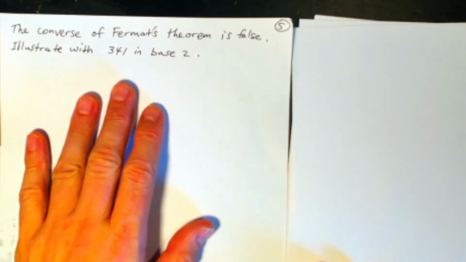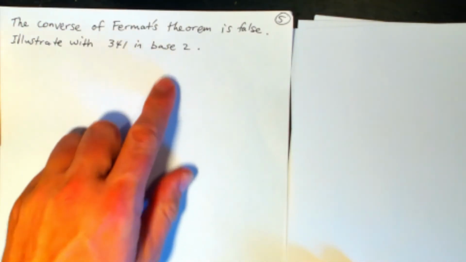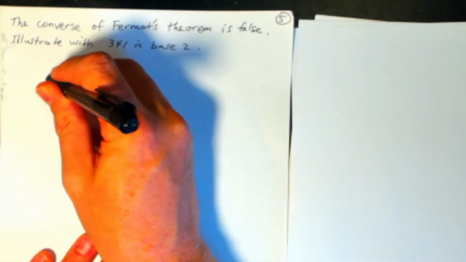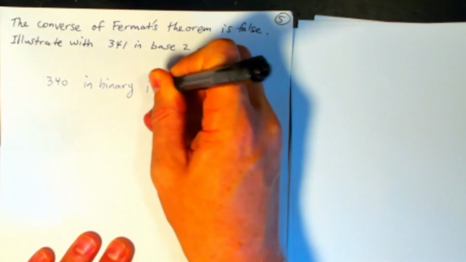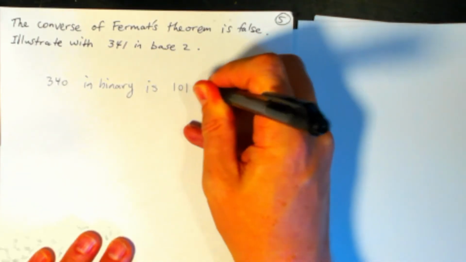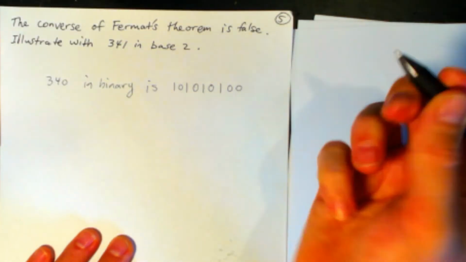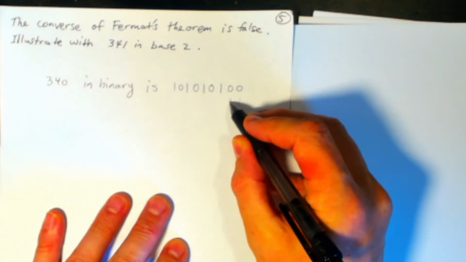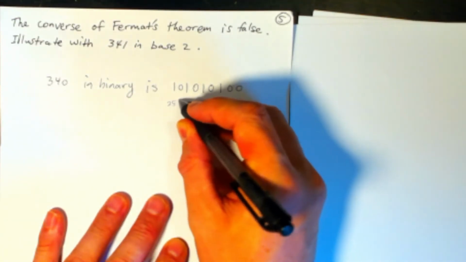So this one says, the converse of Fermat's theorem is false. Illustrate this with 341 in base 2. All right, so let's do this time in terms of 340. So 340 in binary is 101010100. Now we interpret this because we've got the 1's place, the 2's place, the 4's place, up to the 256 place.